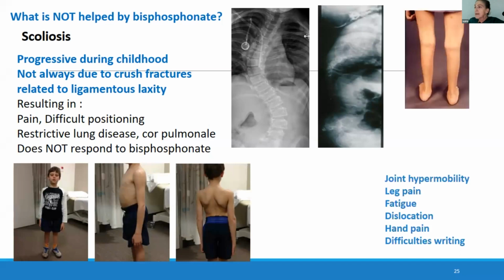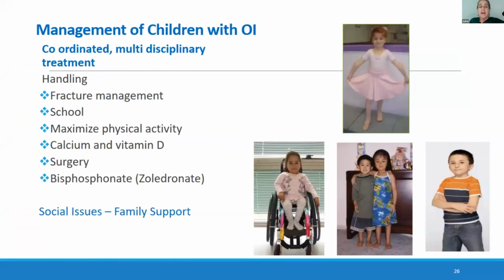Joint hypermobility leads to pain and disability, as well as increased risk of falls. And management is multidisciplinary, and you can't do it all yourself. You do have to have the surgeons, the social workers, the physiotherapists, and family support.